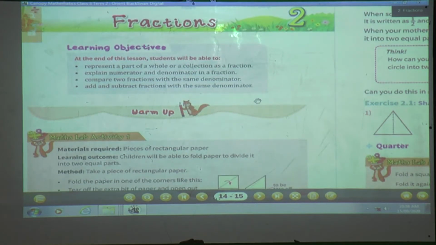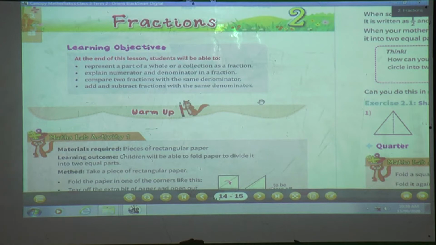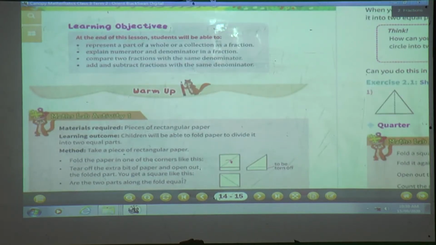So first of all, what is meant by a fraction? Let me explain. A fraction represents a part of a whole.